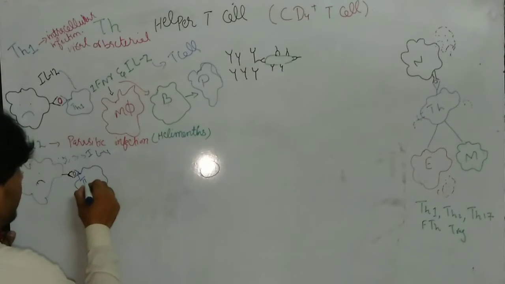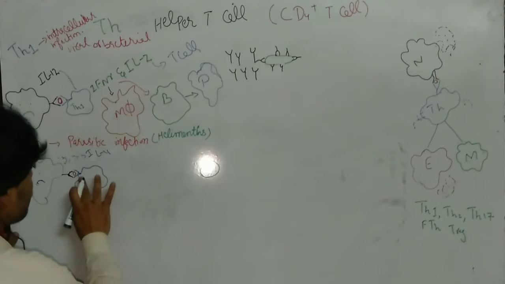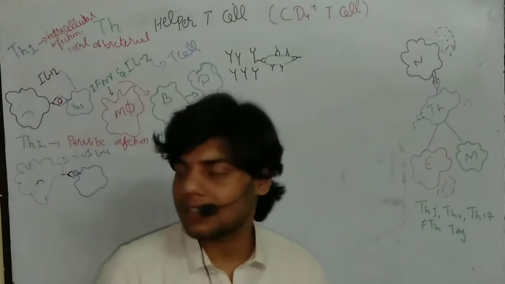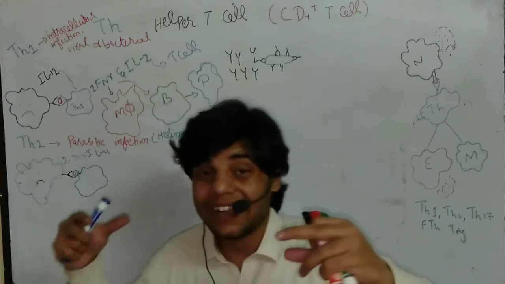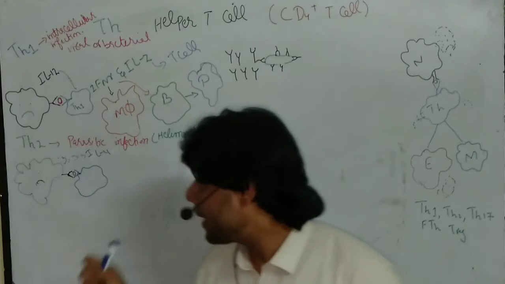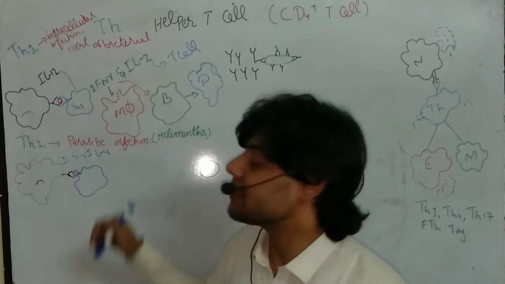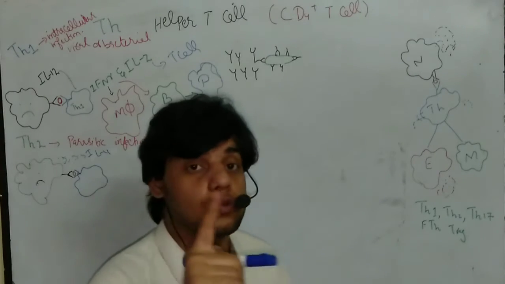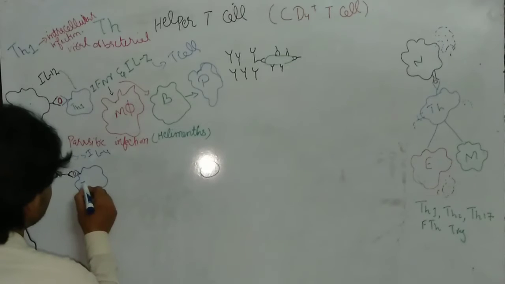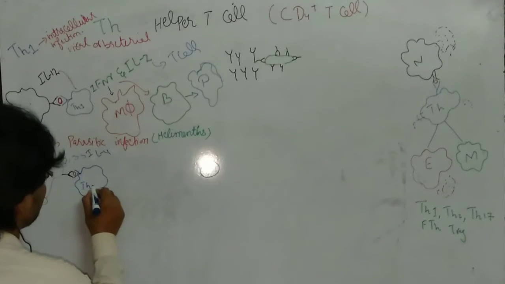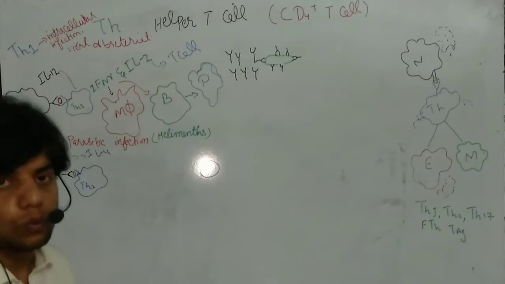Let's suppose this is a helper T cell. Once it contacts this antigen portion and the strong recognition is done, then this naive helper T cell will be converted into T helper cell 2, meaning this T cell will be matured. So this is helper T cell 2.